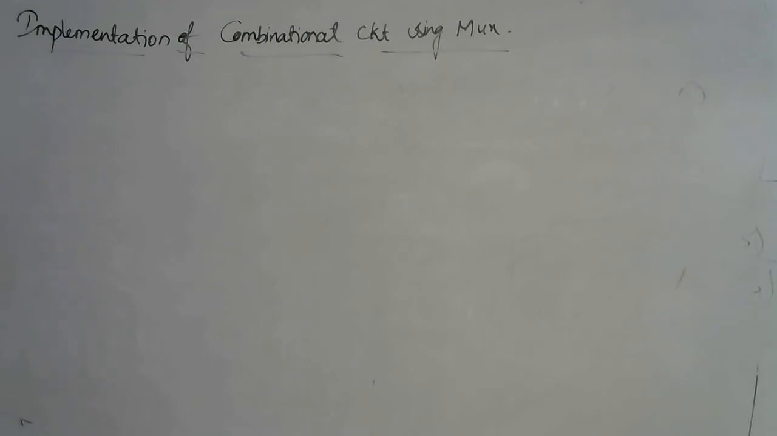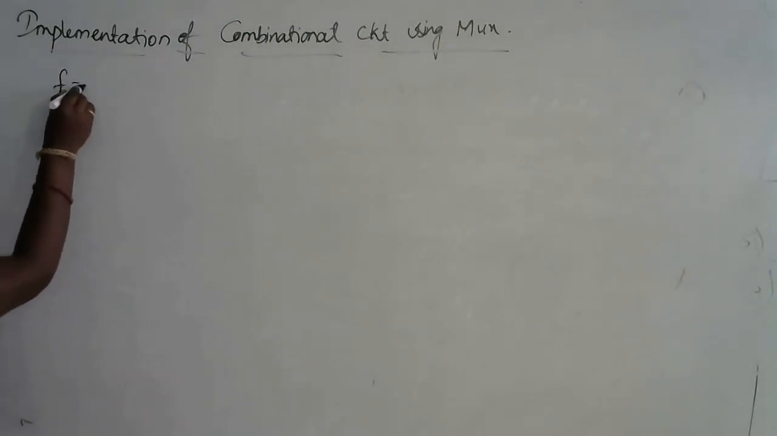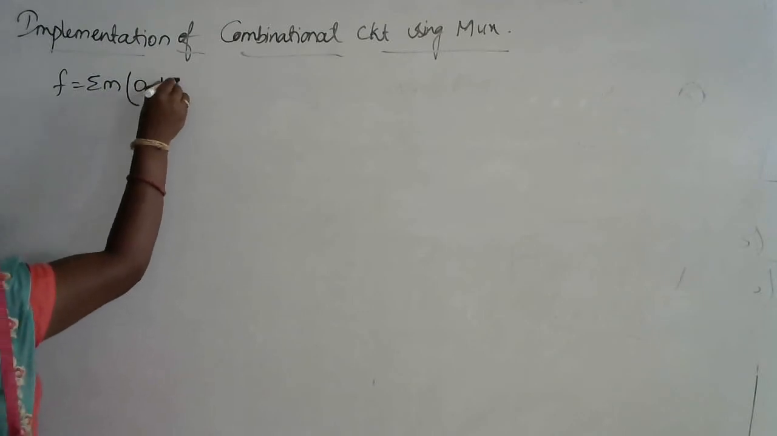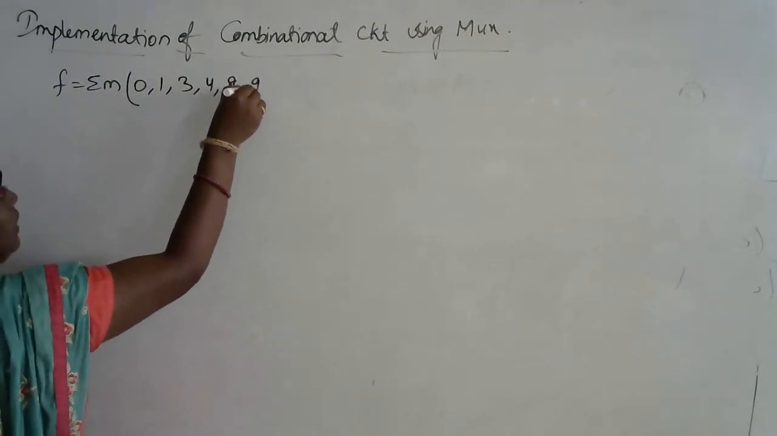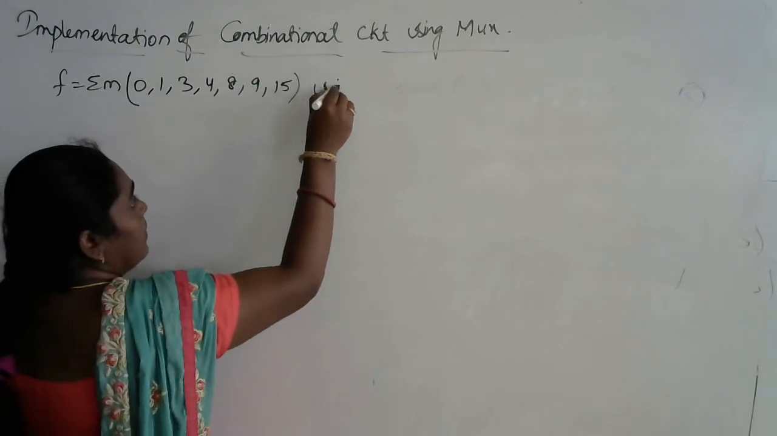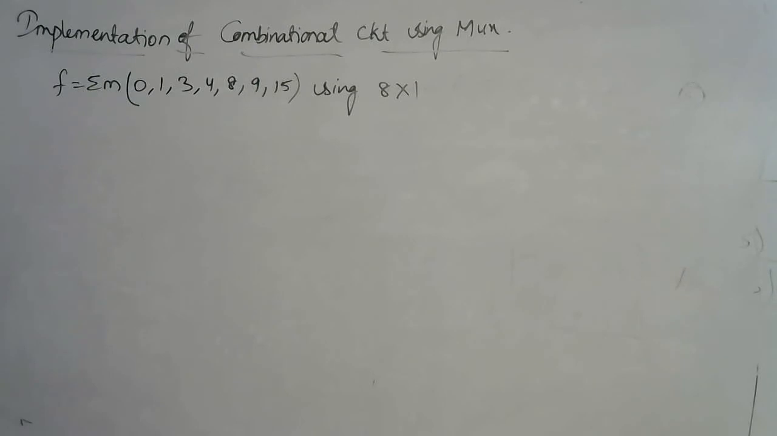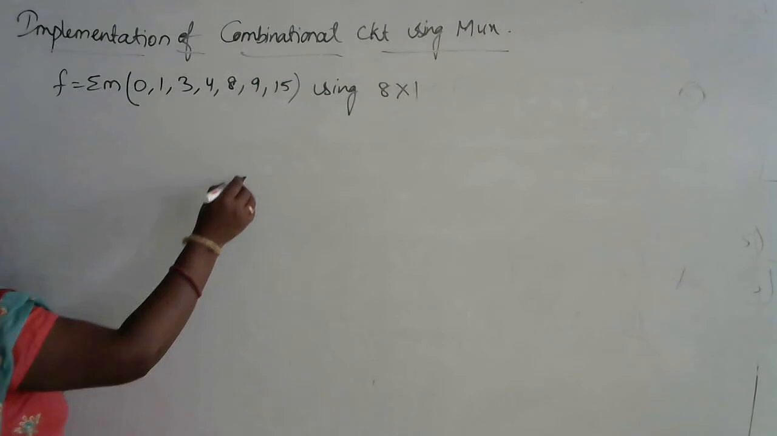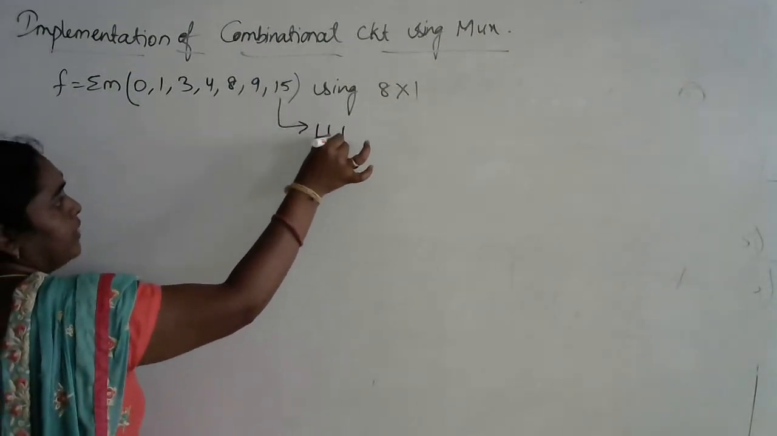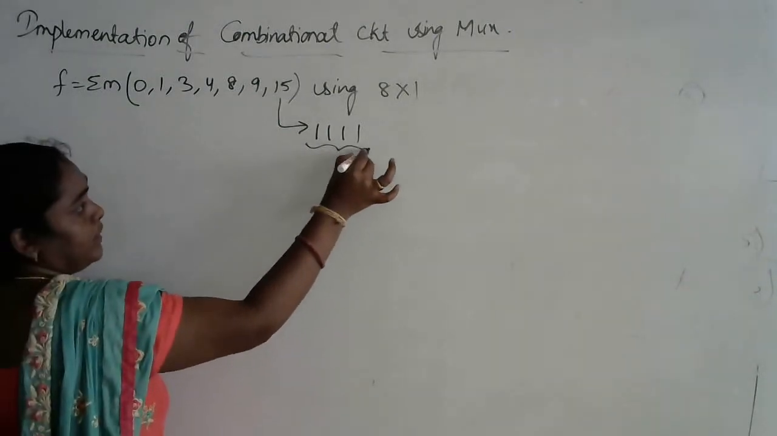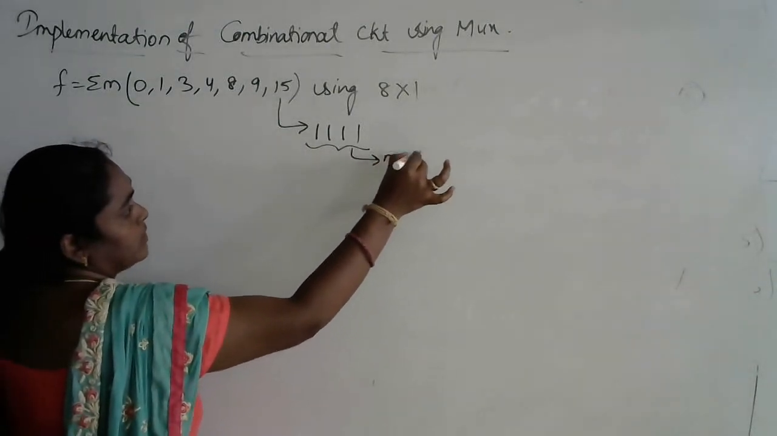Implement a Boolean function f equivalent to sigma m of 0, 1, 3, 4, 8, 9 and 15 using 8 by 1. They won't specify which variable needs to be considered as input. They'll just specify the size of the multiplexer. So what is the highest number here? 15. What is 15 equivalent to? 4 ones. That itself indicates the number of bits, which represents the number of select lines.